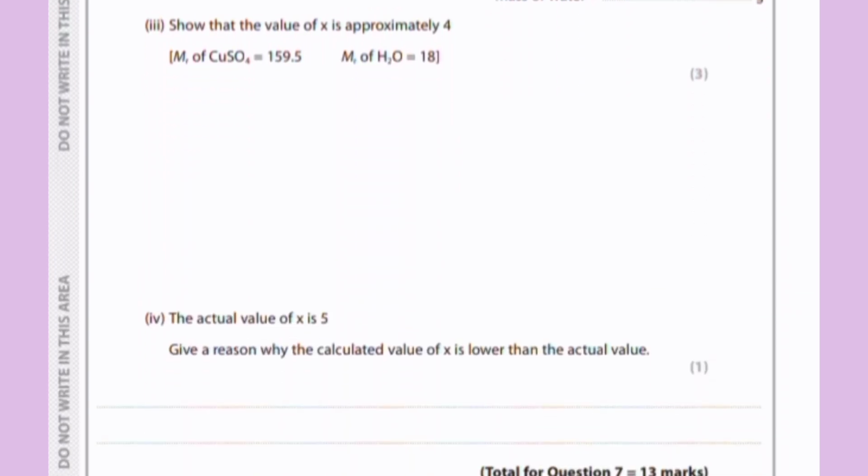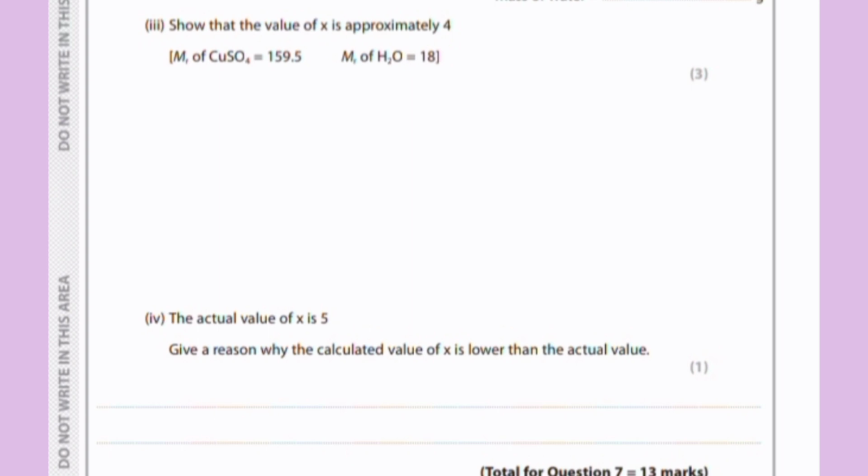Part 3. Show that the value of X is approximately 4. MR of CuSO4 is 159.5 and MR of H2O is 18. For this, we will first find the moles of CuSO4 and H2O. The formula for moles is number of moles equals mass over MR. We already calculated the mass of CuSO4 and water in the above parts of the question, and they have provided us with the MR of CuSO4 and H2O in the question. So we just have to substitute those into the moles equation.